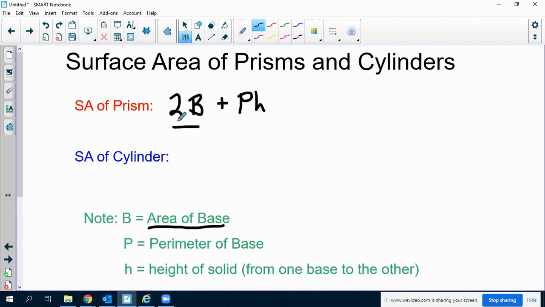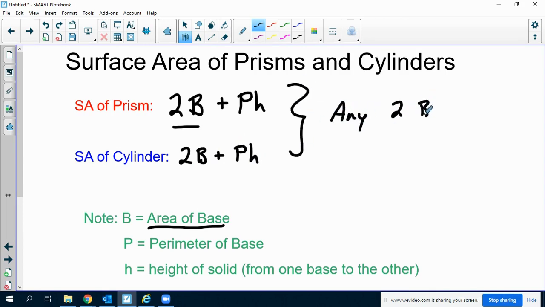The surface area of a cylinder is similar, and actually when I teach my class, I teach them to do the exact same thing. 2b plus pH. So any 2 base figure, any 2 base solid, has the exact same basic formula. 2 times the area of the base plus the perimeter of the base times the height.